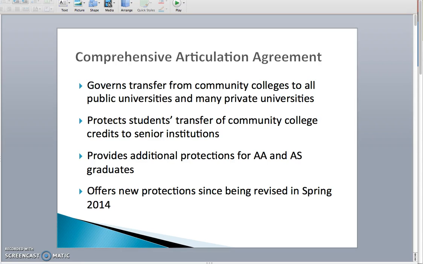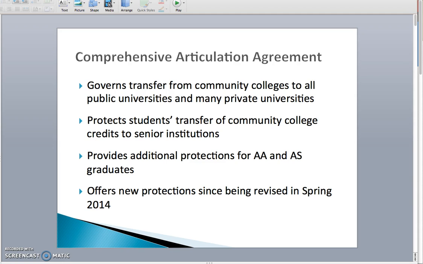Hello, students. In order to keep us on track, I'm going to pick up where most of us left off on Monday of last week whenever we were doing the Comprehensive Articulation Agreement. So I'm going to finish up the PowerPoint from 3 and 4, and then we'll take a little break, and then I'll move on to Chapter 5, so you'll be set to go with your makeup assignment.